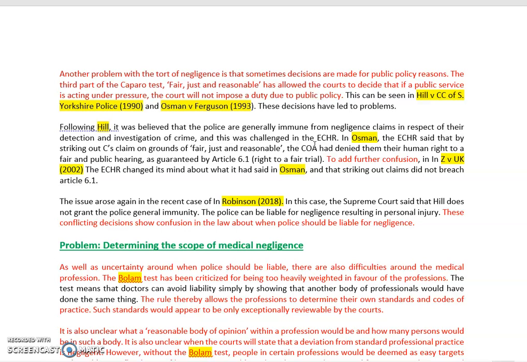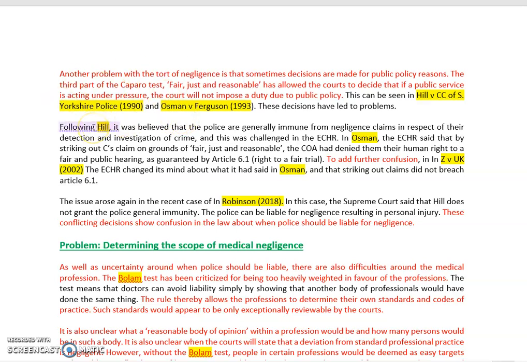So you could talk about how the tort of negligence sometimes makes decisions on grounds of public policy. So the fair, just and reasonable test has allowed the courts to decide that if a public service such as the police are acting under pressure, it wouldn't be fair to impose a duty on them. And you could talk about the case of Hill and the case of Osman here.